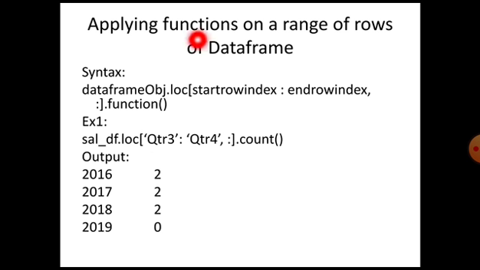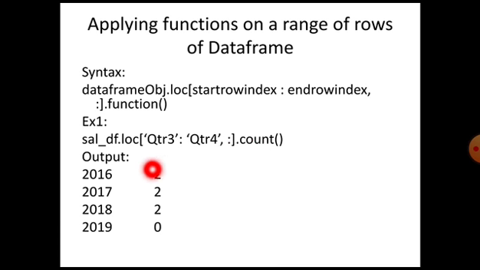Next we have a function on a range of rows. Range of rows means multiple rows of a data frame. So what is the syntax like? Data frame object dot loc, in square bracket start row index colon end row index, comma, then the colon. Here we are specifying nothing in that colon, so we are going to count all the columns, dot the function which you want to use. For example, celldf dot loc qtr3 colon qtr4 means from qtr3 to qtr4, comma colon means all the columns, dot count.